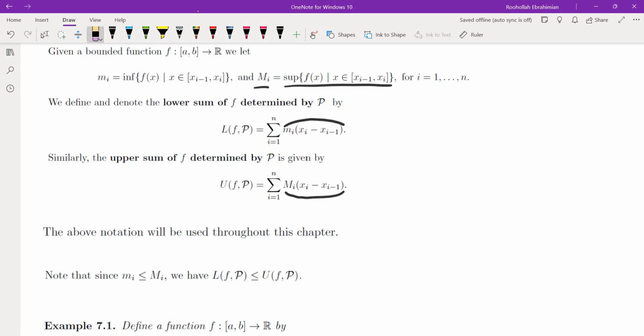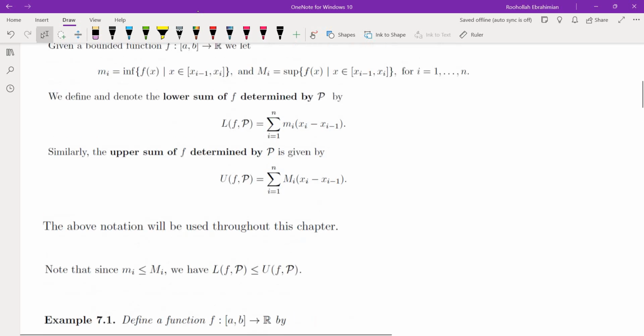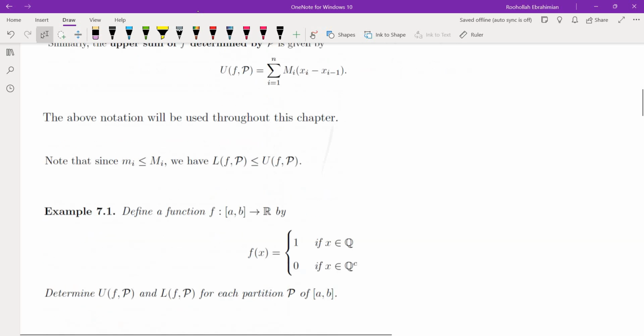And this notation is what I will be using throughout this chapter. So I won't introduce these variables every time. So the above notation will be used throughout this chapter. So note that infimum is always less than or equal to supremum. Therefore, the lower sum is always less than or equal to upper sum. So if you take a partition, the lower sum of the partition is always less than or equal to the upper sum of the same partition.